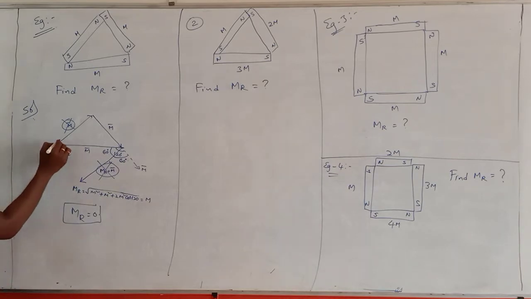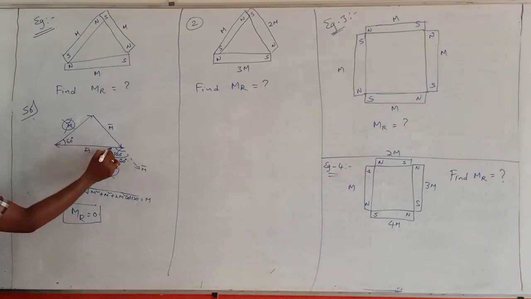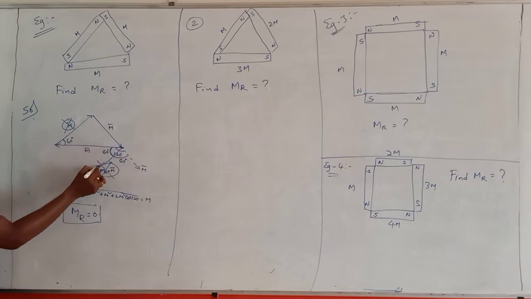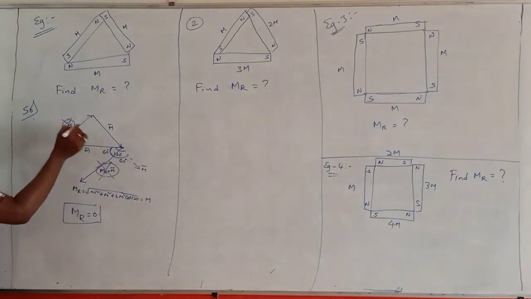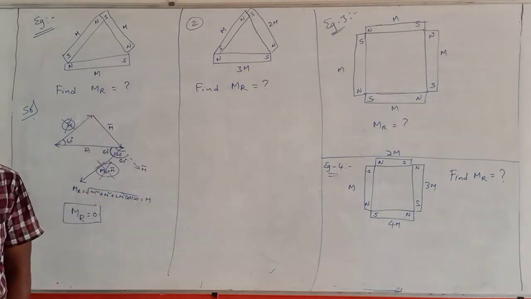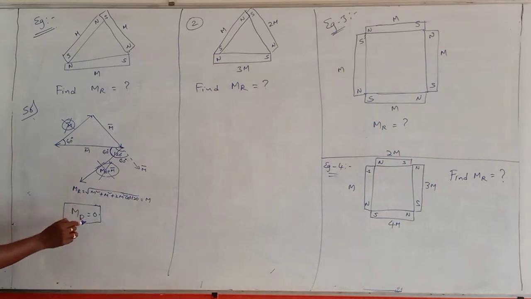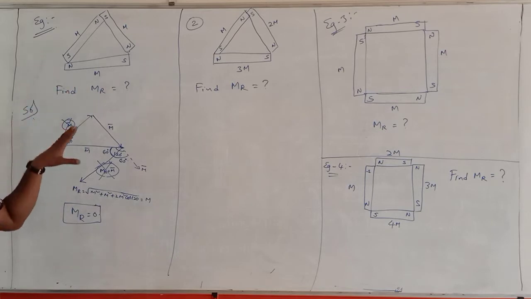It is also inclined at an angle of 60 degrees, such that this m bar and this m bar are anti-parallel. What is the resultant magnetic moment? 0. That is the answer for this.